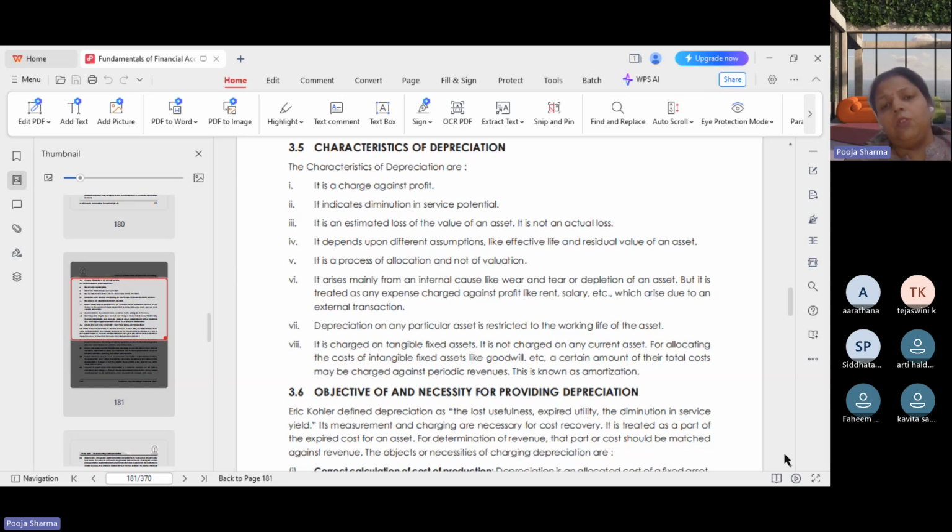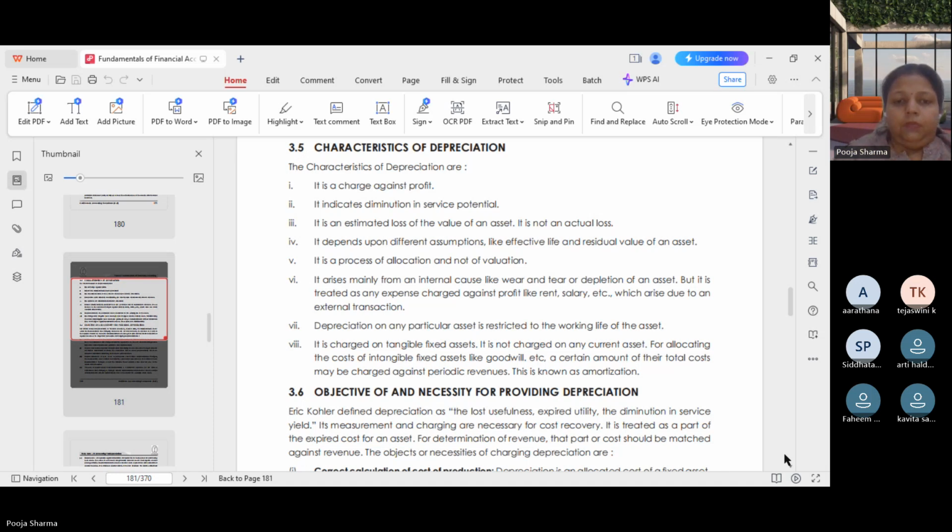It is the process of allocation and not of valuation. We allocate the expense. Allocate means distributing or spreading the cost of the expense over many years. For example, we have purchased an asset and estimated that it will work for 10 years. So the cost of depreciation will be spread over 10 years; year by year, we will charge it. It is not for valuation. It is only estimation and allocation. It arises mainly from internal causes, wear and tear, depletion, but it is treated as an expense charged against profit.